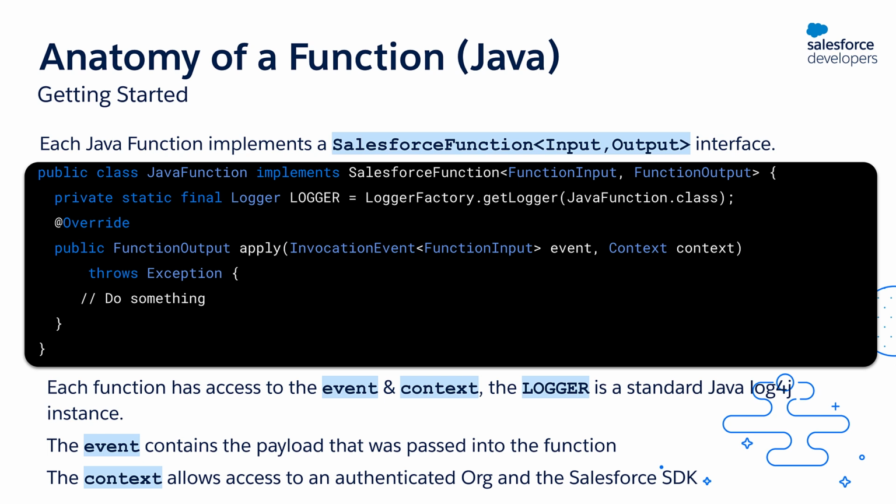Then you will need to implement the apply method. And the apply method, it's where the magic happens. It's where you are going to execute the logic of the function. So this apply method has access to the event, which is an instance of the InvocationEvent class, and the context, which is an instance of the Context class. And similarly to JS, the event contains the payload, which is going to be represented by that input class, and the context has access to the org and the Salesforce SDK.